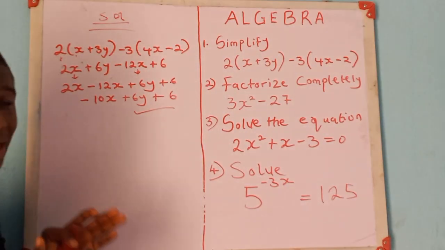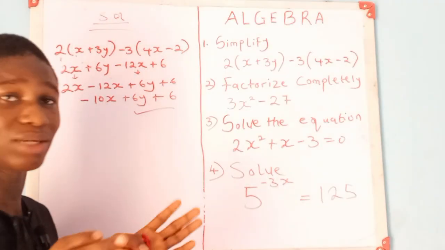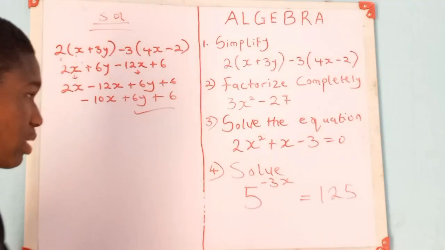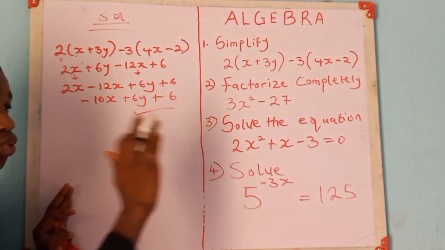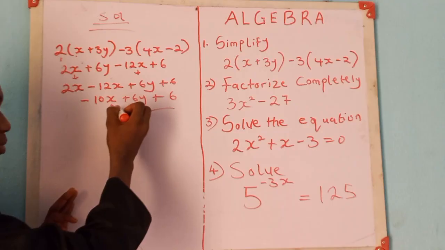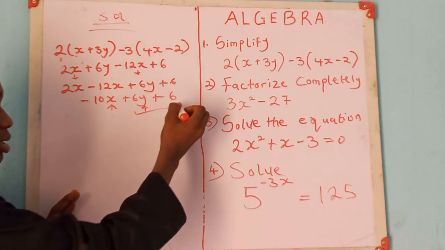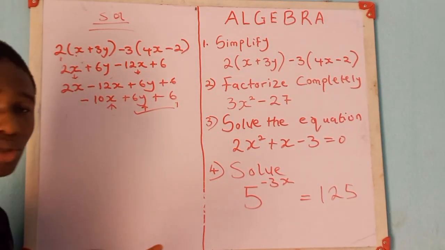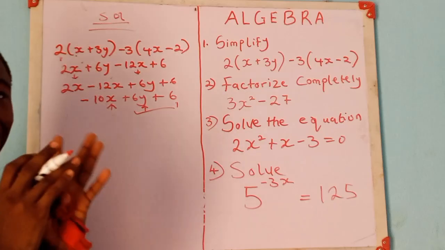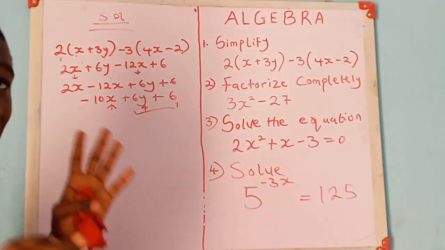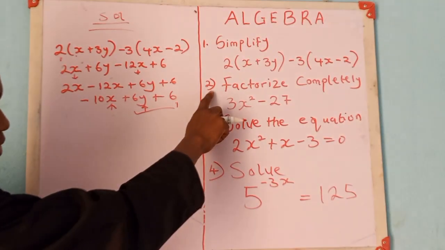So now there's nothing similar there again that I can add together or subtract. So I'm just going to be leaving everything like this. Why? Because this one is carrying x, this one is carrying y. This one is just a normal number, a constant. So we can't add anything like this in terms of algebra. That's it. So let's go to the second one.